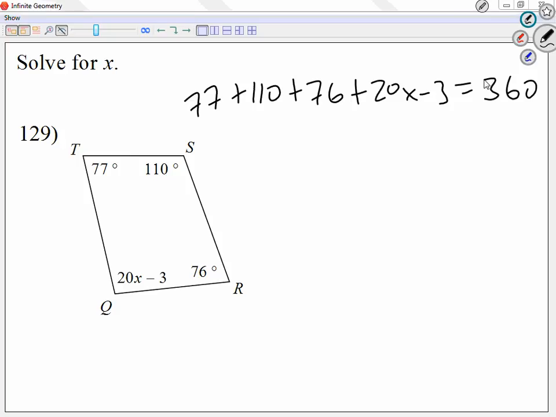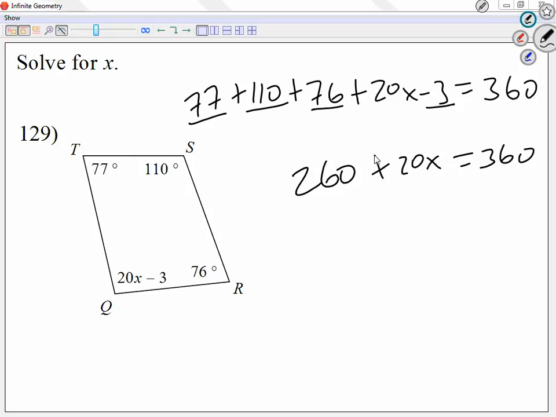Remember the formula n minus 2 times 180. There's 4 of them. So that means if there were 5, this would have added to 540. N minus 2 times 180. Right, since there's 4, I'm going 2 times 180, 360. If I add this number, 77 plus 110 plus 76 minus 3, that's 260. So I have 260 plus 20x is equal to 360. The rest I'll let you guys finish.